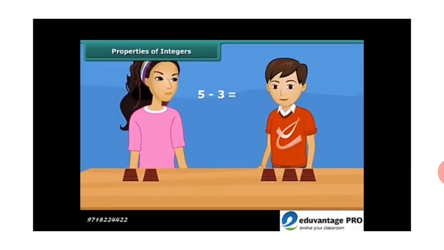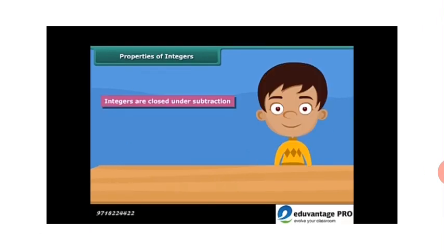Then another property: 5 minus 3, which represents a girl sharing 3 chocolates with a boy. So 5 less 3, what number does it represent? You know very well, 5 less 3 represents 2. So 5 represents positive, minus represents negative, and it forms a positive integer. So integers are closed under subtraction.